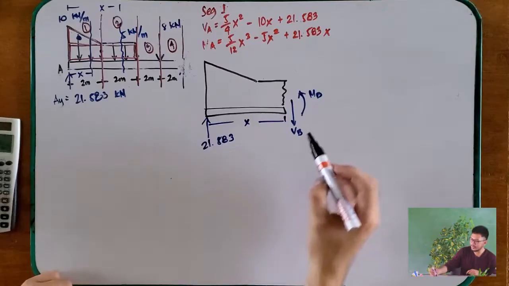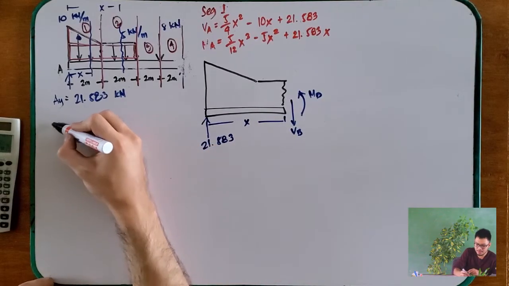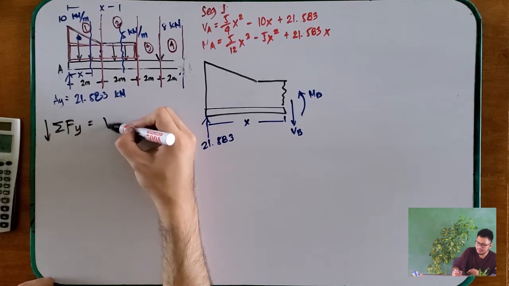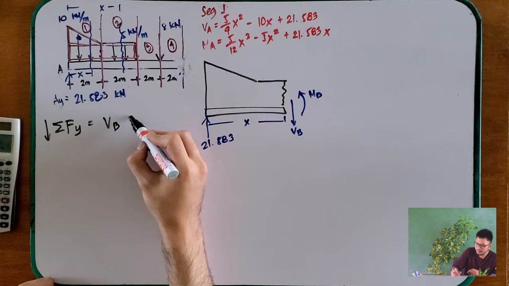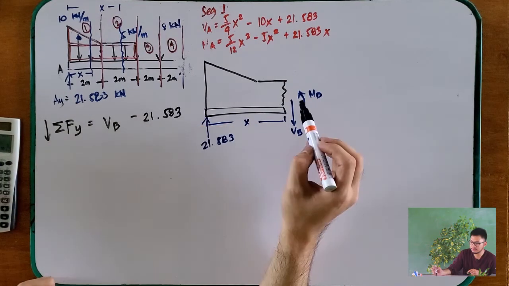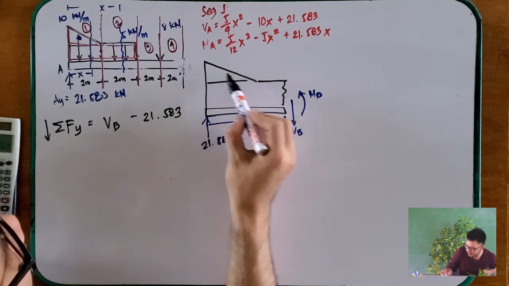Okay? Sige. So let's solve first for the VB. To get VB, sum the forces along the y going down is equal to VB minus 21.583. Sige, let's use this triangle na lang to make it easier.